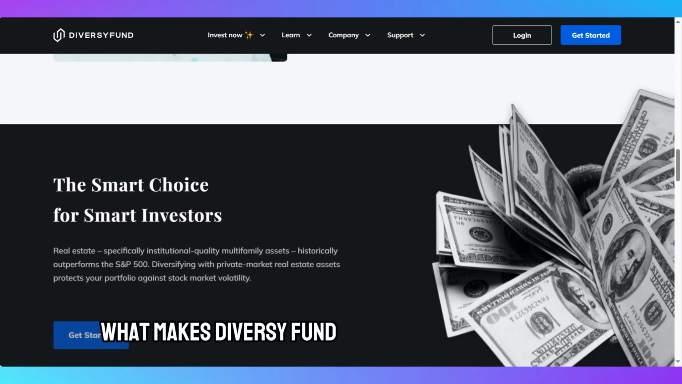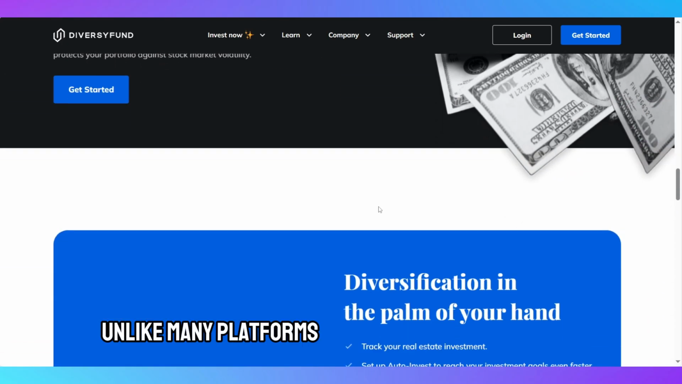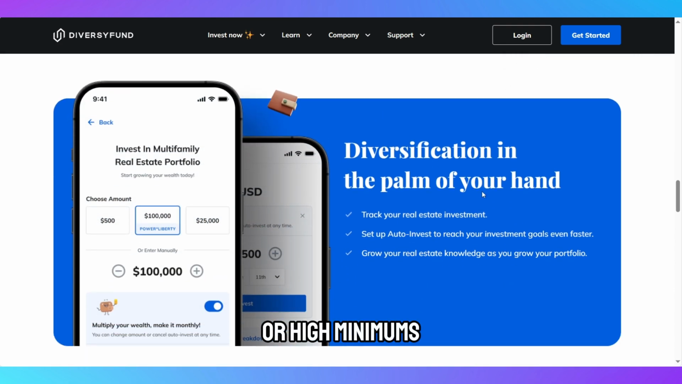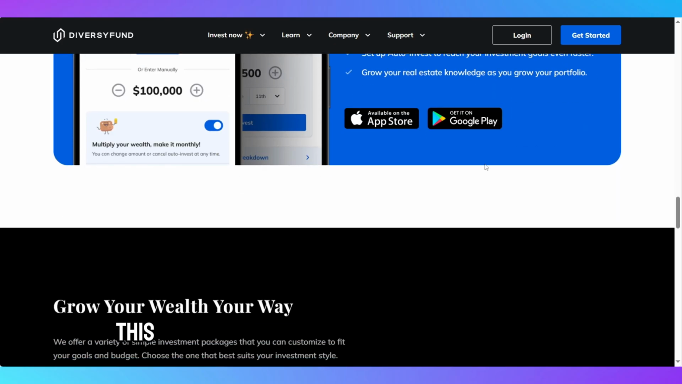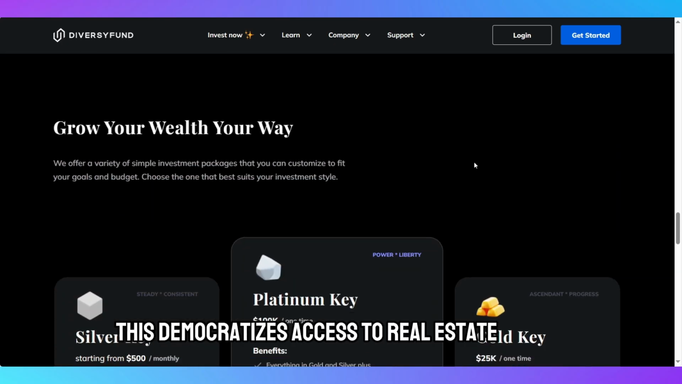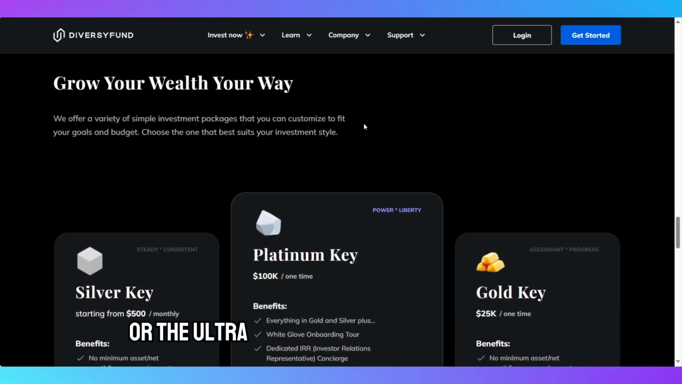What makes DiversyFund unique is its accessibility. Unlike many platforms that require accreditation or high minimums, DiversyFund is open to all investors with a minimum investment of just $500. This democratizes access to real estate assets that were previously limited to institutional investors or the ultra-wealthy.